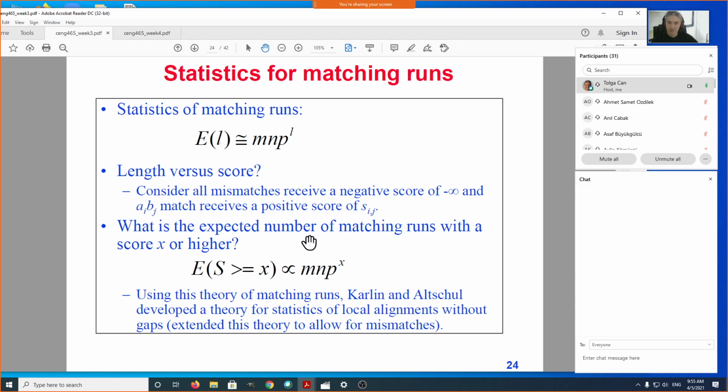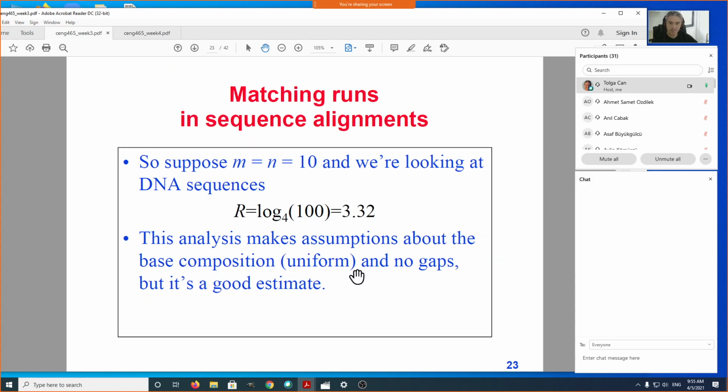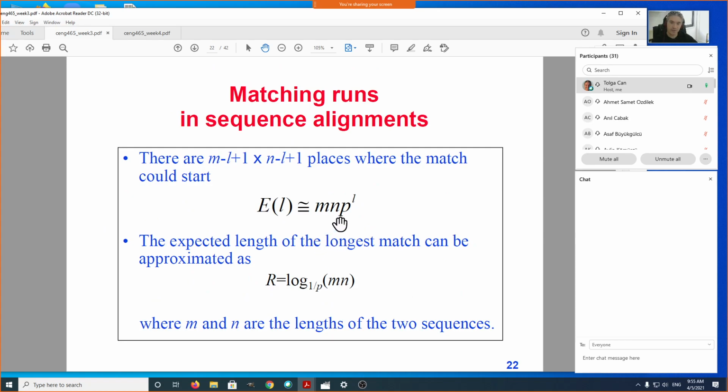So let's go ahead and talk about the statistical significance of alignments. If you remember, the simple formula we had was this. The expected length of an alignment of length L, of a matching run of length L between two genomic or protein sequences of length M and N each, is whatever the probability of a single match. So we take L to the power of that single match.